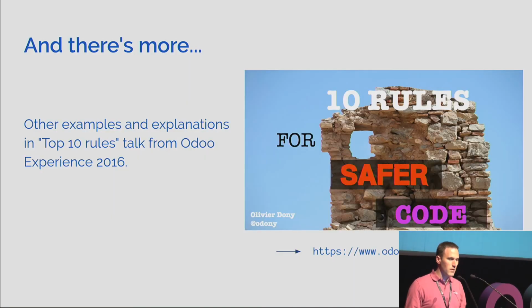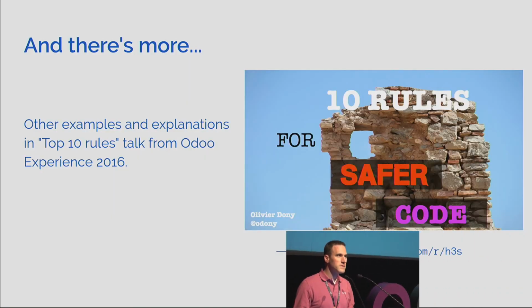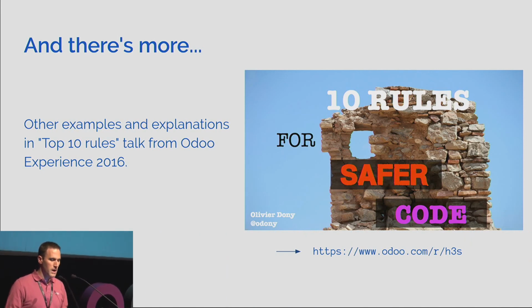This is not all. There are a lot more typical patterns in terms of security. If you are interested, I did last year a much longer talk on these bad patterns that we often see in developer code for Odoo apps. The link is here. There are more examples if you want to see code examples that I went over here very, very briefly.